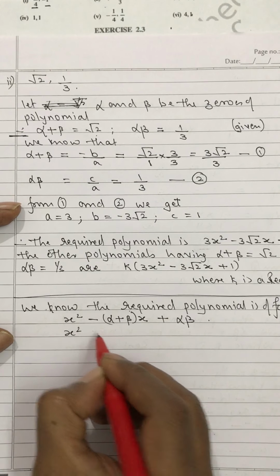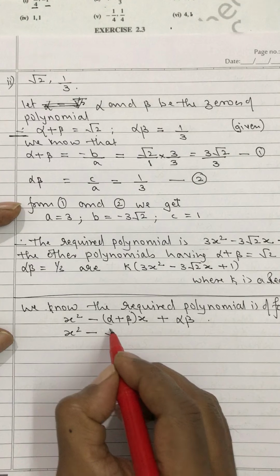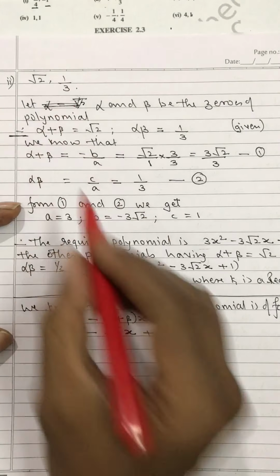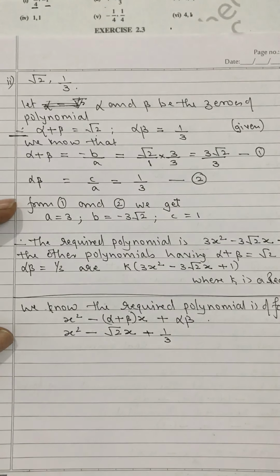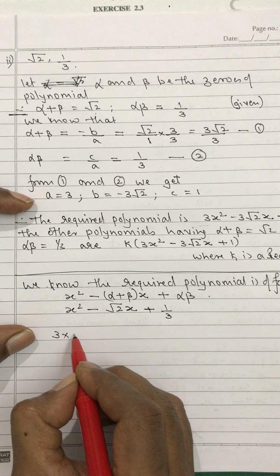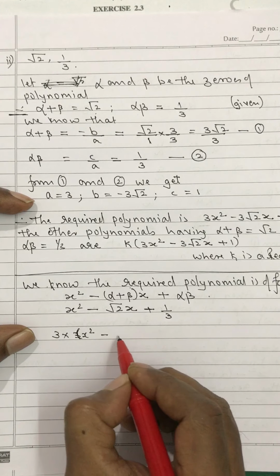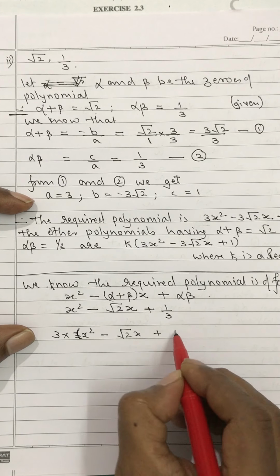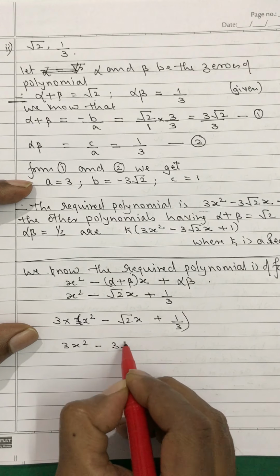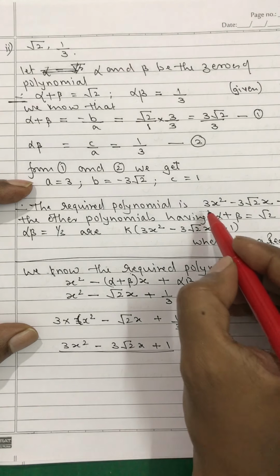So you will get x square minus, now alpha plus beta is equal to what? Root 2 x plus alpha into beta is equal to what? 1 upon 3. So now the denominator is not required. To remove the denominator, you will multiply throughout by 3. This will be the equation.